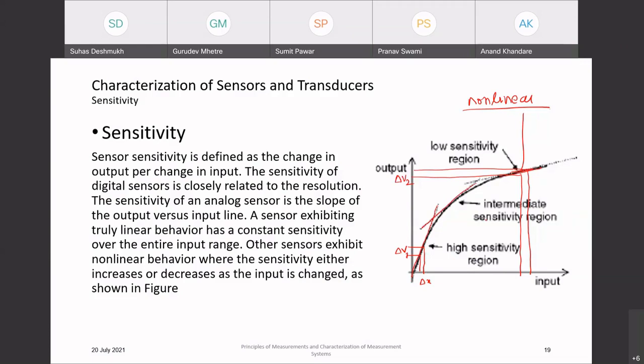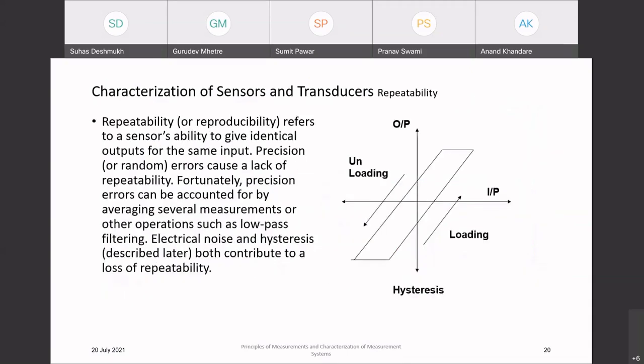Simply, you can observe this line has a larger slope and this line has a smaller slope. If my sensor has a smaller slope, I can say it is low sensitivity. And if my sensor has a large slope, where the slope value is more, then I can say it is a highly sensitive sensor. Next one is repeatability: how my system represents repeatable results, and it is related to hysteresis.